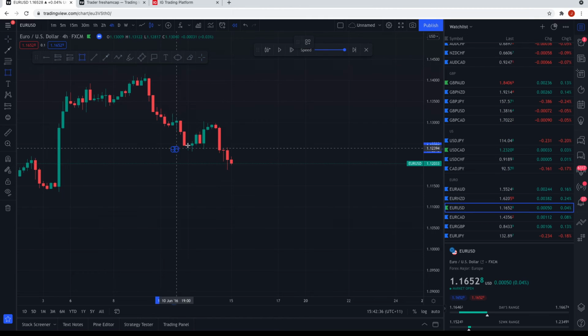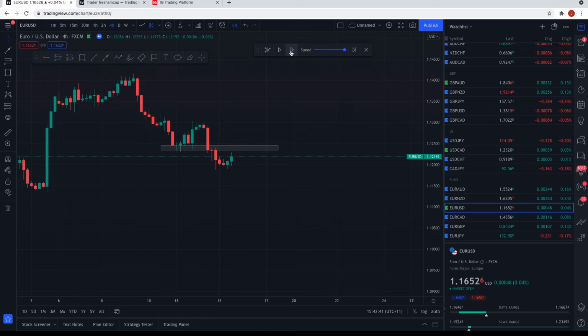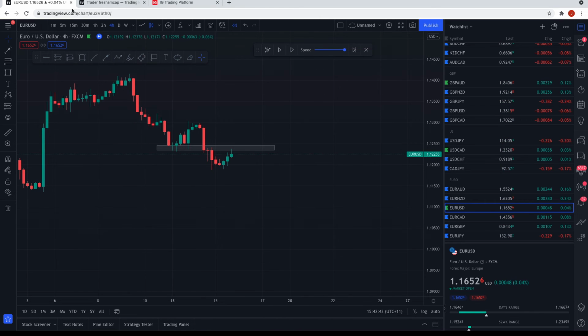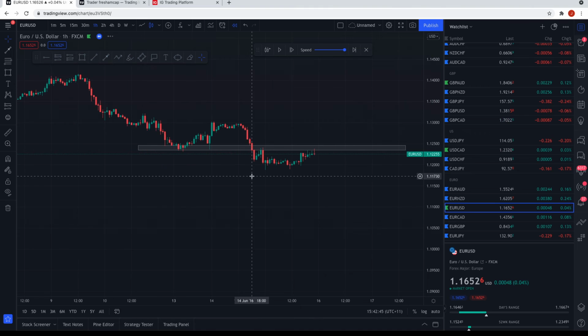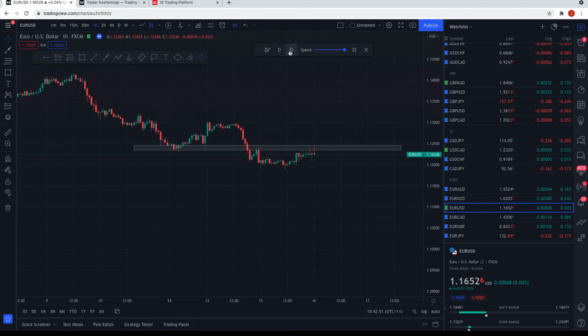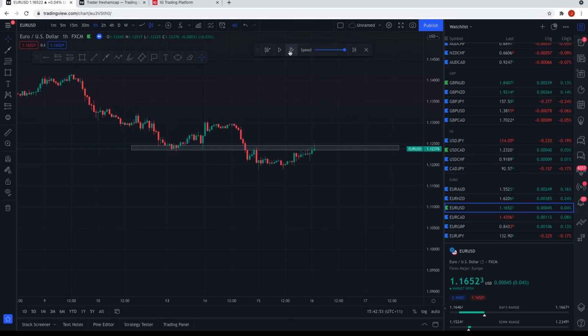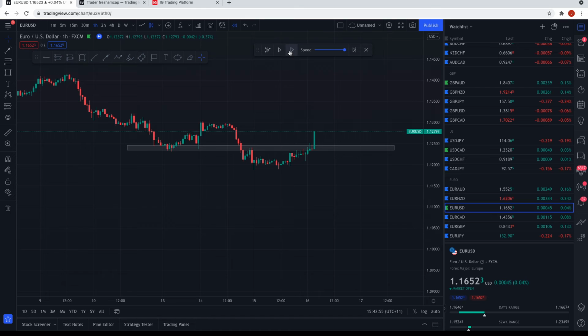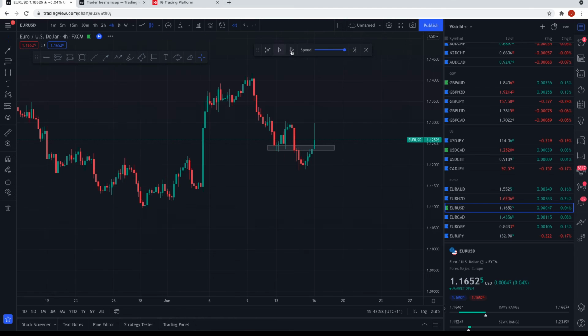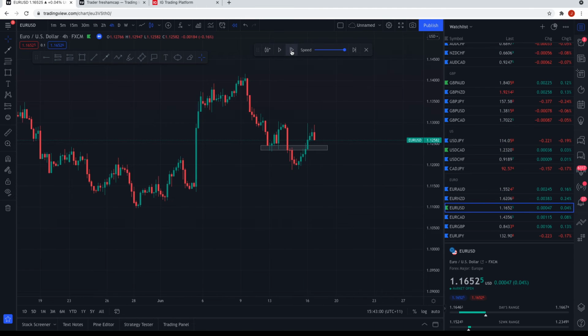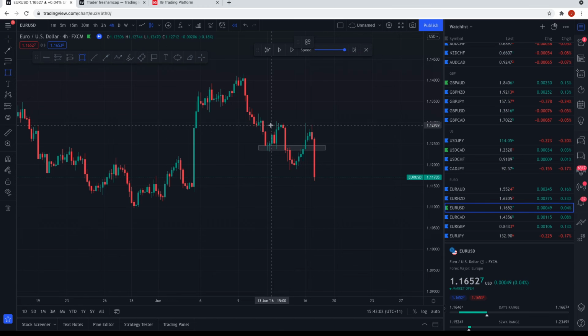We do have structure forming here, broken below. See if we come back. All right, so we have come back. We're forming wicks on the 4H, which I like. See how price reacts. We're seeing multiple wicks. Nope. So let's see if we can. Yep. So we hold this level.